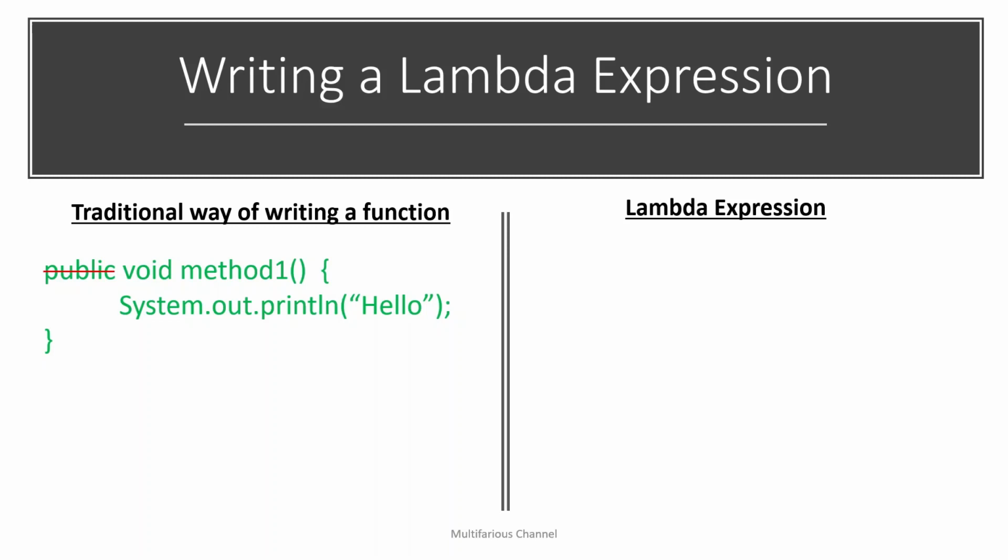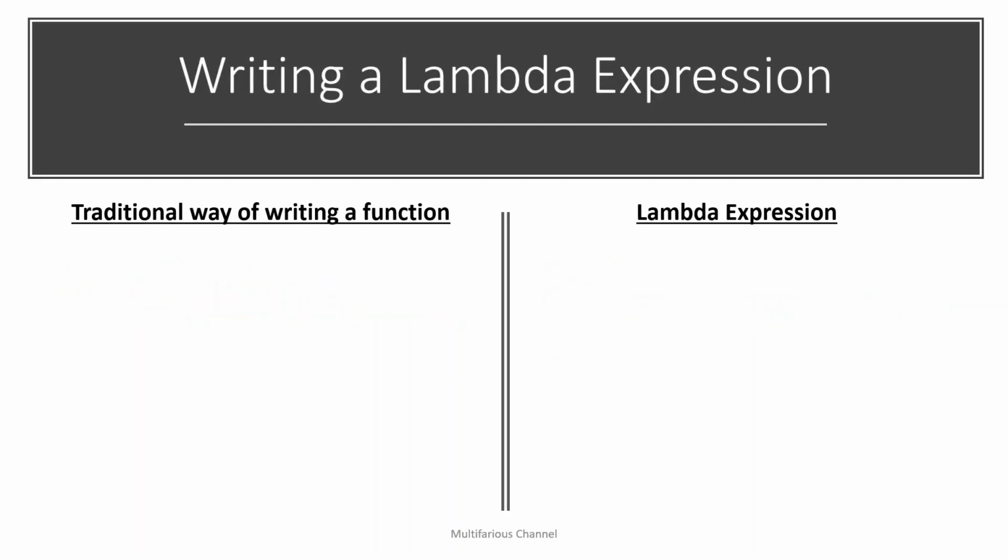Next, lambda expression doesn't have any return type. So let me eliminate the void from here. And lastly, lambda expressions are anonymous, so this doesn't have any name. So let me eliminate the name of the method. Now see what is remaining, the parenthesis and the method body. So now our expression will be like the parenthesis followed by the arrow, then System.out.println.